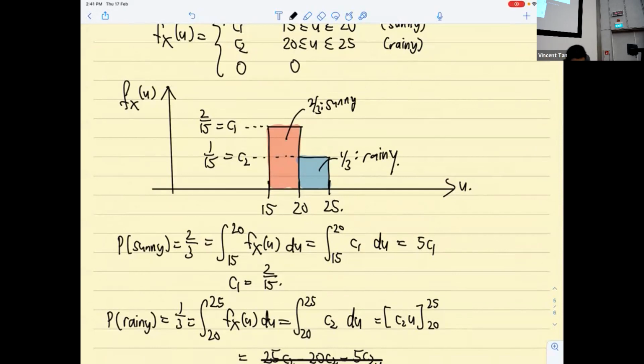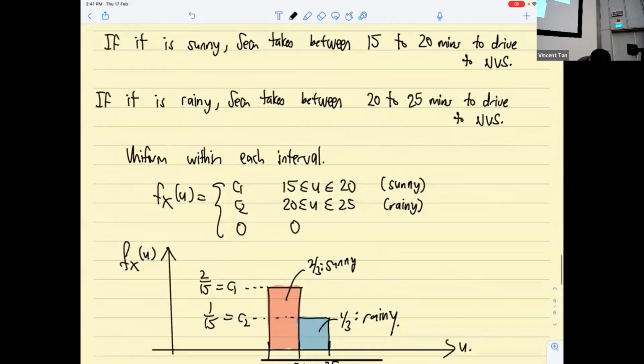Is it time? Yeah, that's minutes. You see, this person takes 15 to 20 minutes to drive to NUS. All right, so what they're saying is that this is the time, U, from 15 to 20 minutes. There should be some units here, but I dropped it. Okay. Thank you.